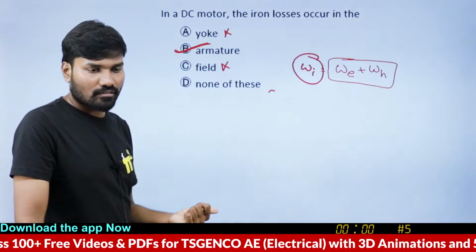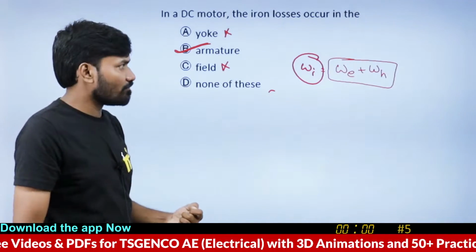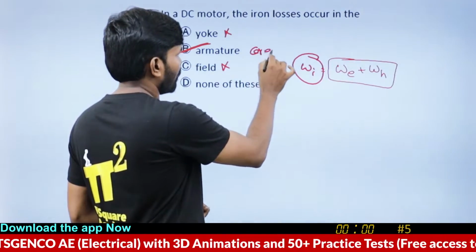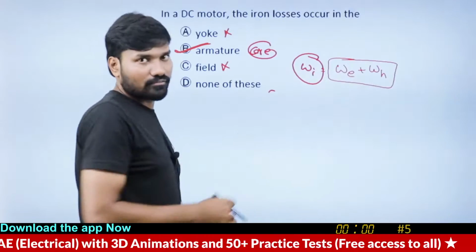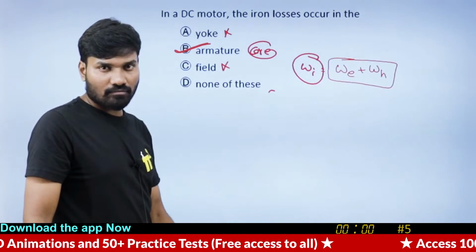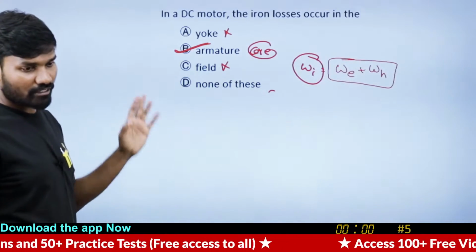Iron losses, I mean, Sampath, what are you trying to ask? Iron losses in a current armature core. Yes, absolutely. Armature core, iron losses will occur. That's why they are called core losses, right? Are we good to go to the next question or any further queries on this?